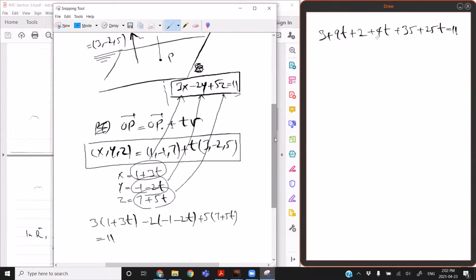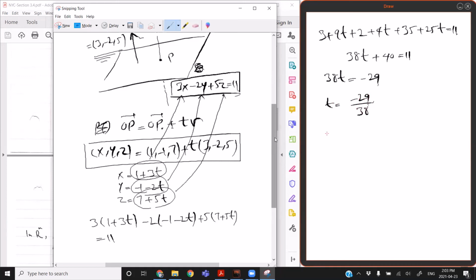And 9 plus 4, that's 13. 13 plus 25 is 38. Am I right? 13 plus 25, that's 38t, plus 5, 40 is equal to 11. That means 38t is equal to minus 29. That means t is minus 29 over 38.